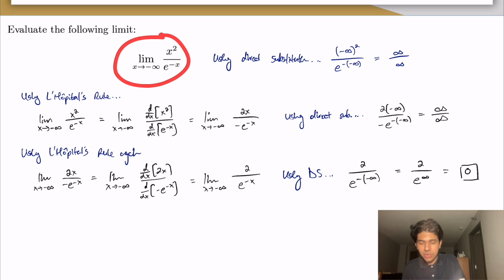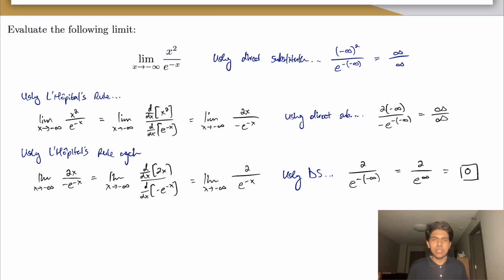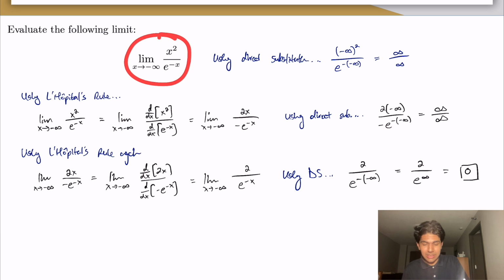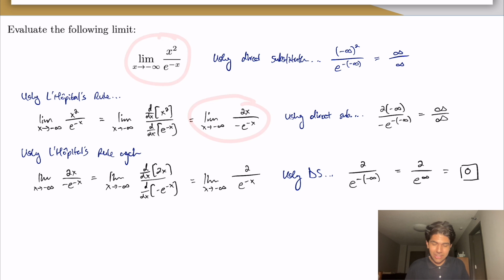So we started with this limit. We concluded, hey, we can't solve that normally. We're going to have to use L'Hopital's rule. So we said that this limit is equal to this limit here, but the second limit is also not great for us. We have to use L'Hopital's rule again.